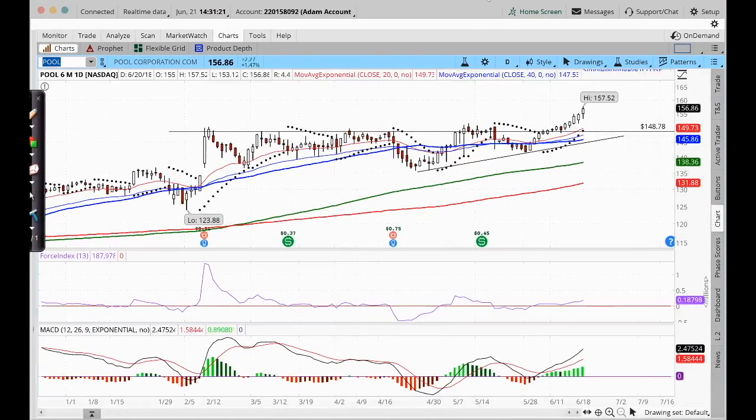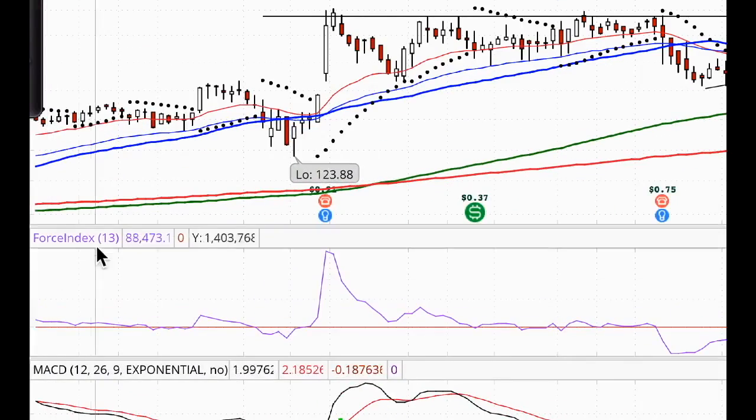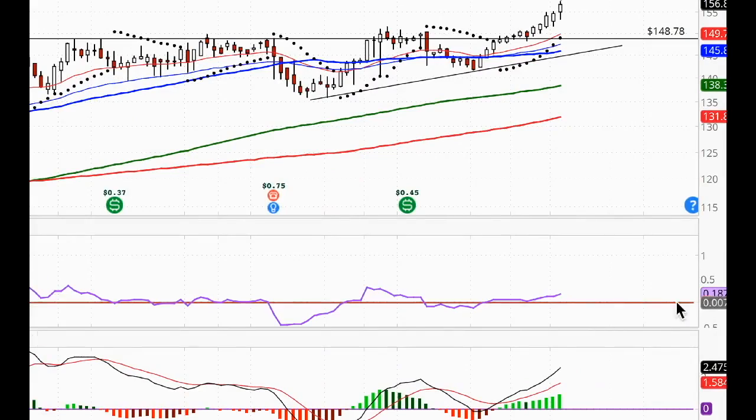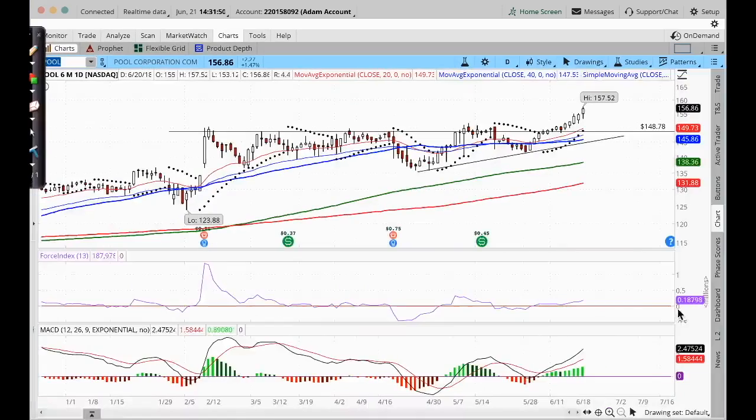Okay, so a few things I'd like to show you would be, again, how do you read these indicators? Well, let's go step by step. Well, the first one is the force index. And this is an indicator invented by Dr. Alexander Elder, and it measures volume, right? The strength of the volume in the price change. So basically, you see this red line, which is the zero line, okay? And this purple line goes up and down.